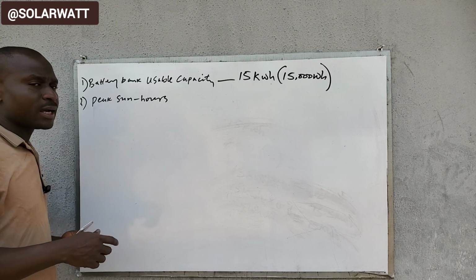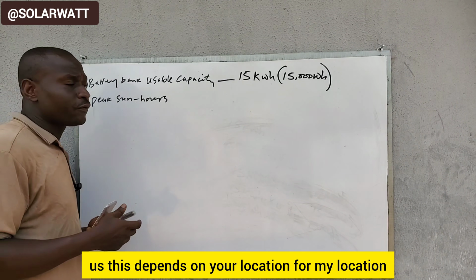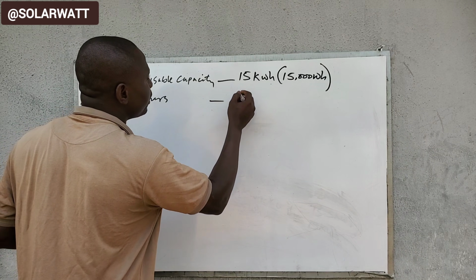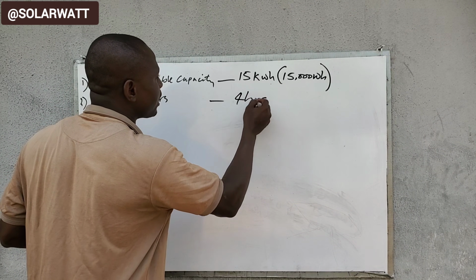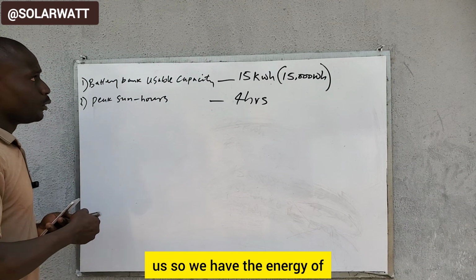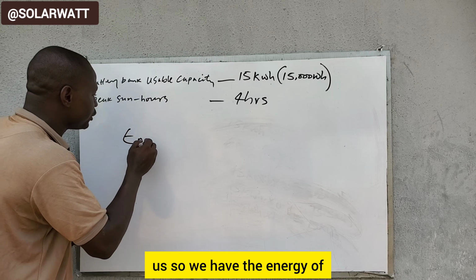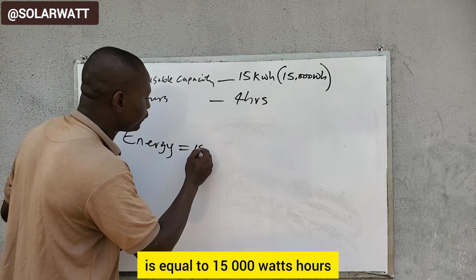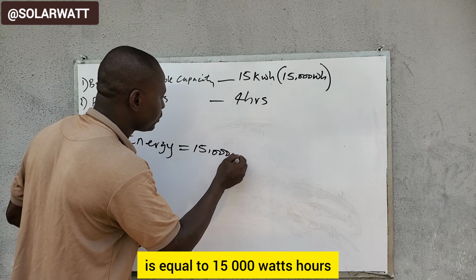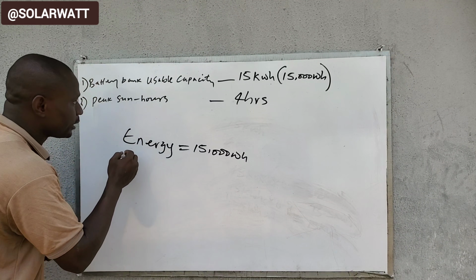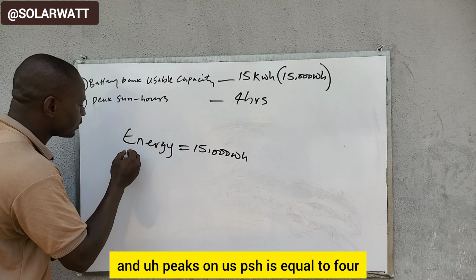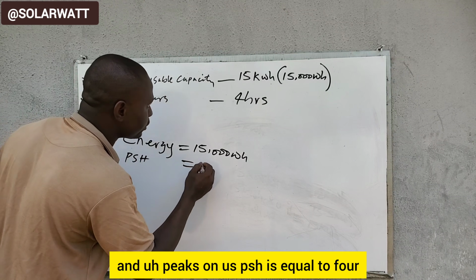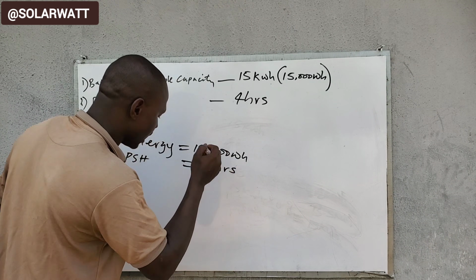Then the peak sun hours, this depends on your location. For my location, I'm going to use 4 hours. So we have the energy is equal to 15,000 watt hours, and the peak sun hours, PSH, is equal to 4 hours.